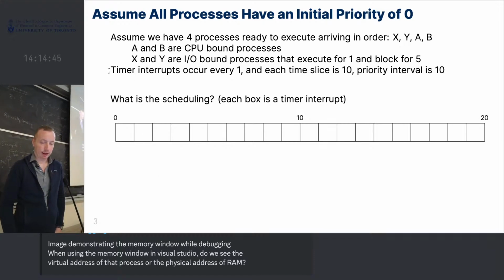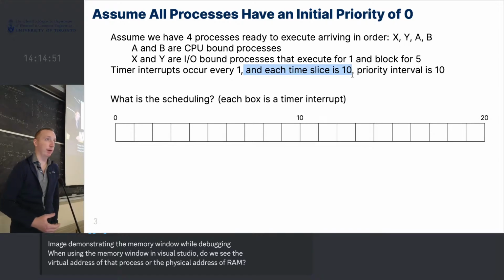In this case, we have a timer interrupt every 1 time unit. The maximum time slice for a process to execute in is 10 time units, and the priority interval, whenever we recalculate the priority for every process, is also 10.